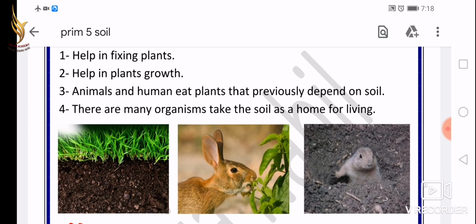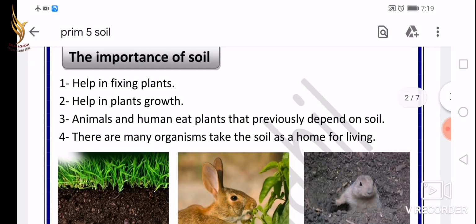Without plants, there would be no food for animals and humans that feed on the plants. Okay? In addition, many organisms like spiders, like earthworms, take soil as home. So, soil is very important to all living organisms because it helps in fixing plants and helps in plant growth. Animals and humans eat plants that depend on soil. And finally, there are many organisms that take soil as a home for living.